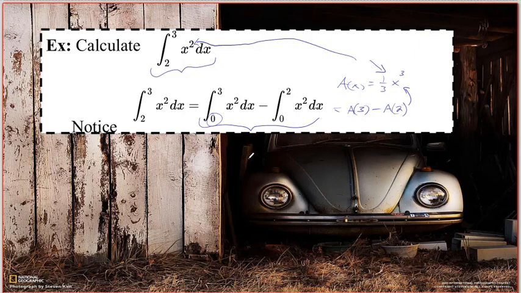So what I can do is figure these two area functions out, which is 1/3 times 3 to the third minus 1/3 times 2 to the third. So of course that is 9 minus 8/3, which is 19/3.